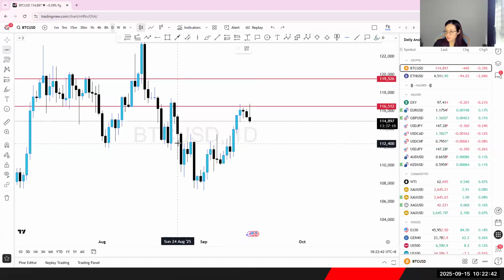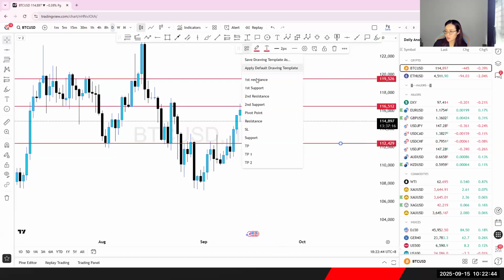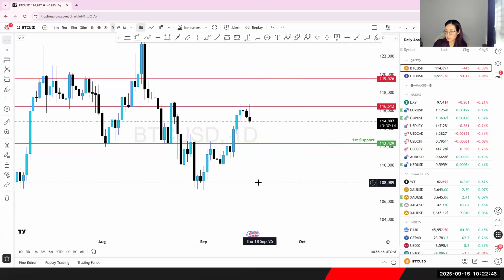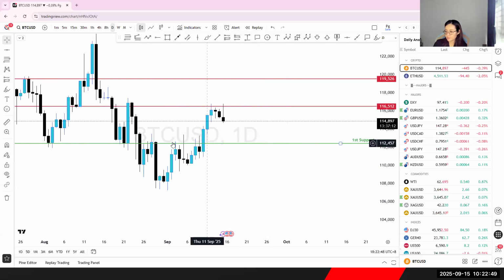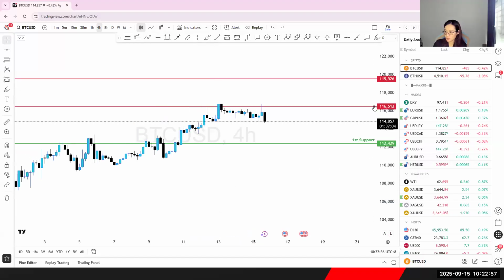This is going to be the support level. Okay. So you can buy from 111 to 112. It goes, zoom in to H4. Okay.